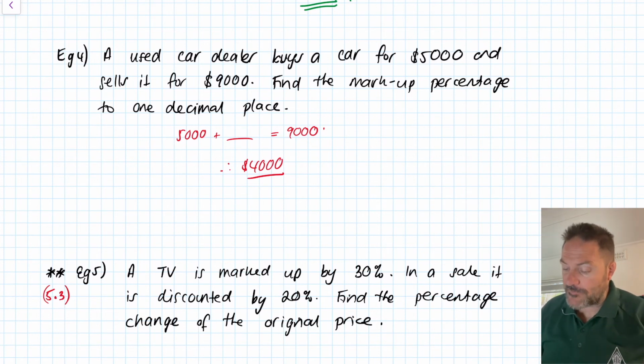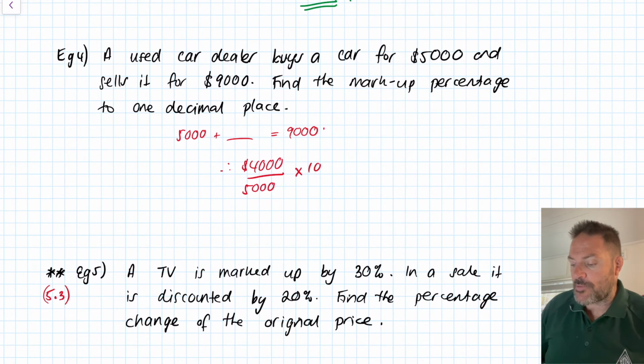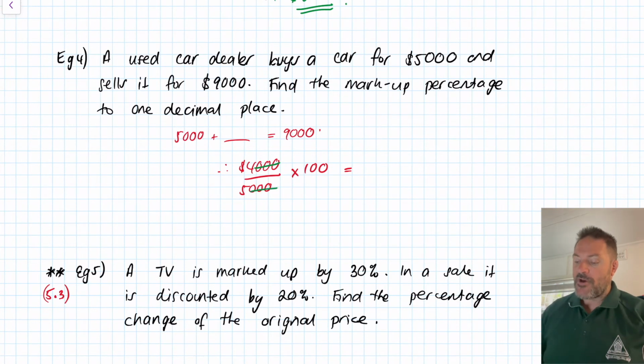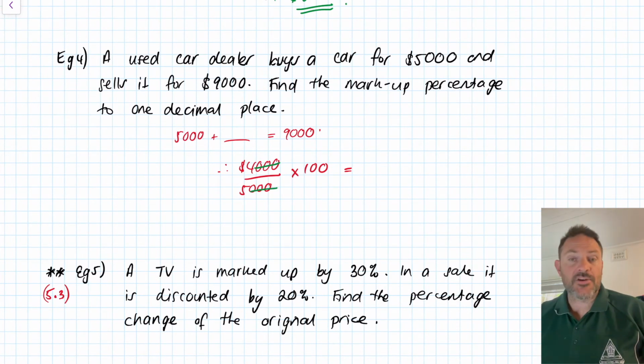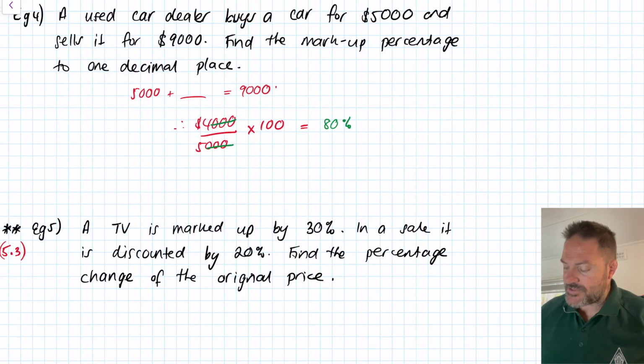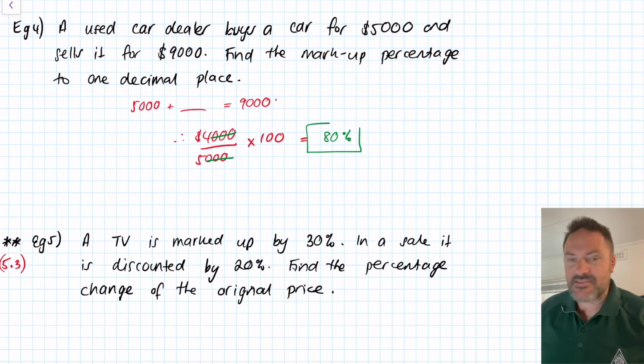Well, the car cost $5,000 originally, right? Okay, and I'm simply going to times it by 100. If I do that, I'm going to cross the zeros off. I have 4/5 times it by 100. Again, I can use a calculator for this, but 4/5 is 8/10, and 8/10, of course, is going to be 80%. Whoops, 80% there. And that makes about right.